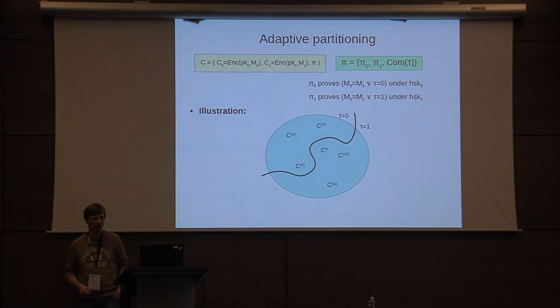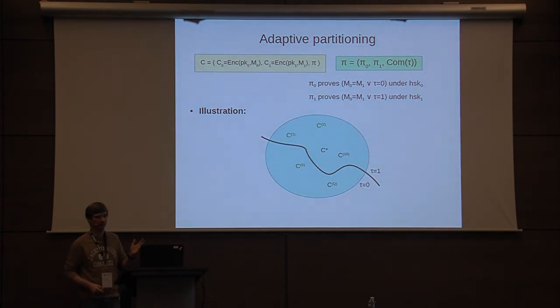Okay, so here's another illustration. The only difference to before was that we now have a challenge ciphertext, or we have a C star here, which is actually a decryption query, and this is the decryption query for which the adversary breaks the proof system. Okay, and the rest is as before. So we randomize everything, but we randomize it kind of around C star.